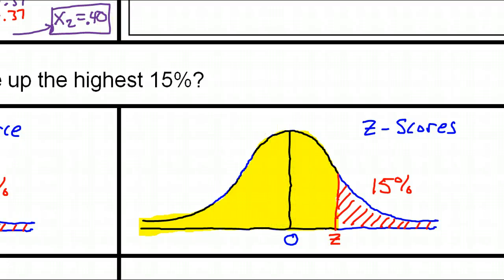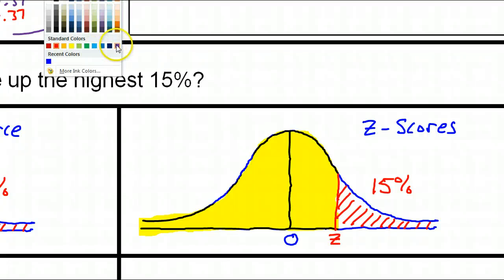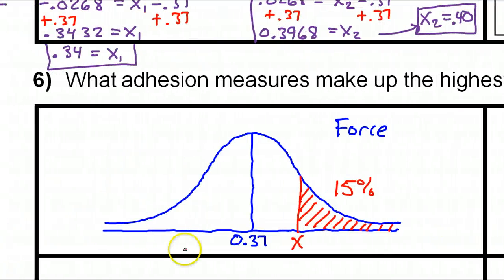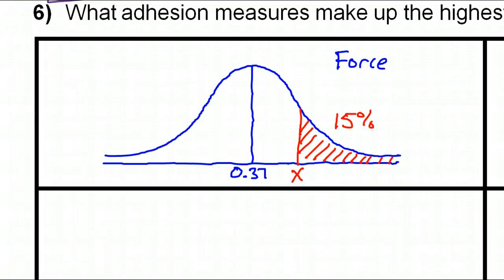What percentage is that? I'm going to go with 85%. So this over here is 85%. How did I get that? I did 100 minus 15. If we add them up, 85 plus 15, that's 100. So I've got to add up to 100. So regardless that the red is the highest 15%, you use the left part when you go for this chart. So we will use the 85% to find the z-score.